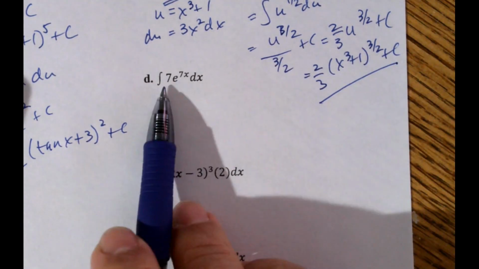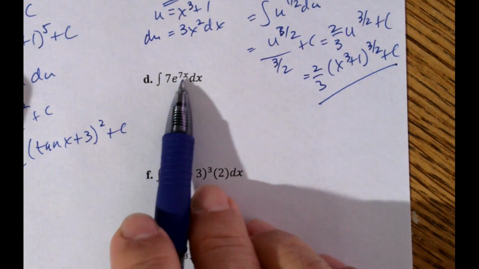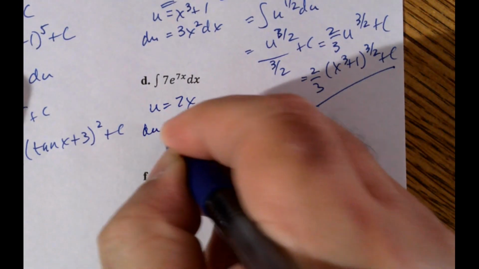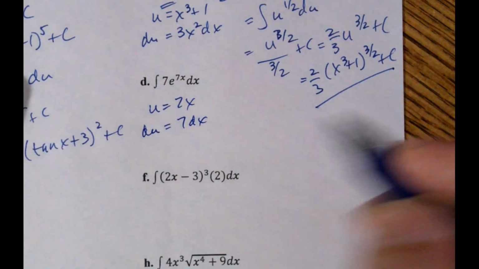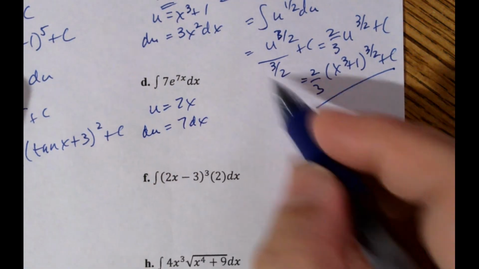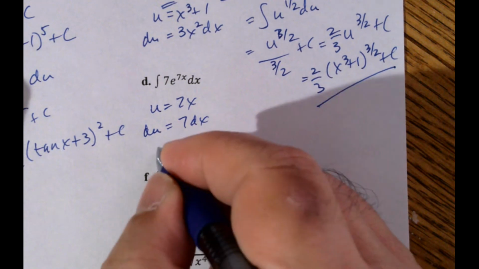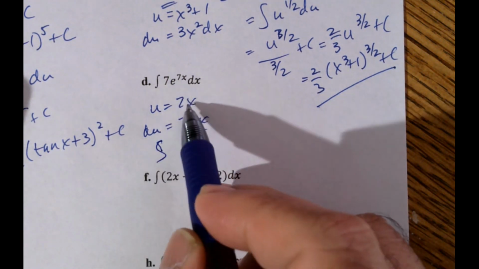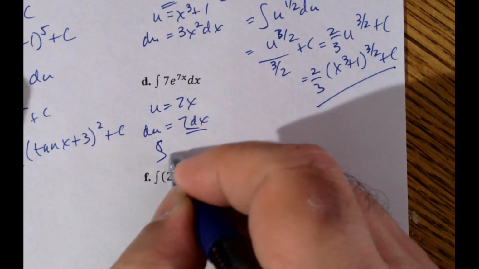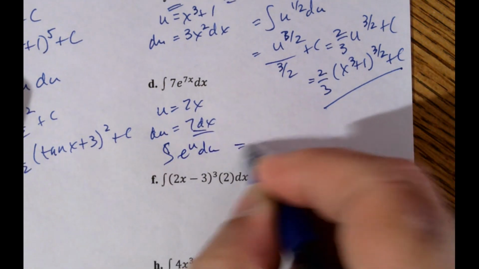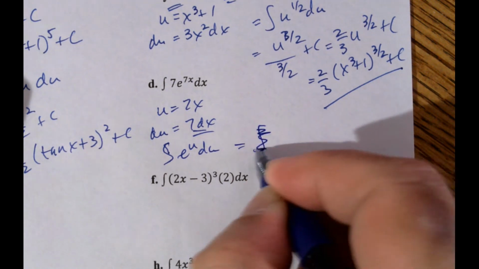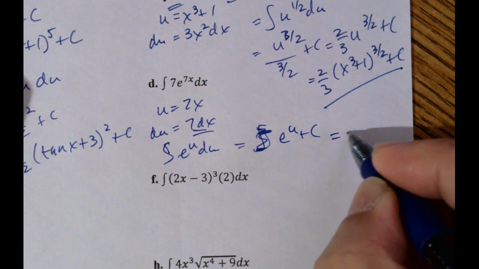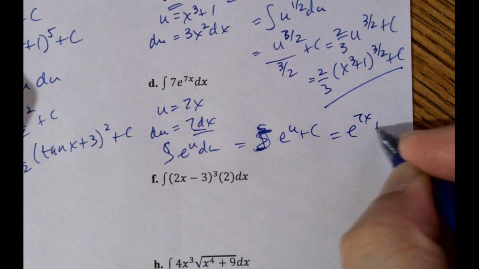Okay, so let u equal whatever is inside of the exponent. So let u equal 7x. So du equals 7 dx. So if I do that substitution, I'm out of space over here, so I'm going to write it underneath. So 7 dx is du, and 7x is u, so it's e to the u du. The integral of e to the u du is just e to the u plus c. Simply replace u with 7x, and that's what we have.